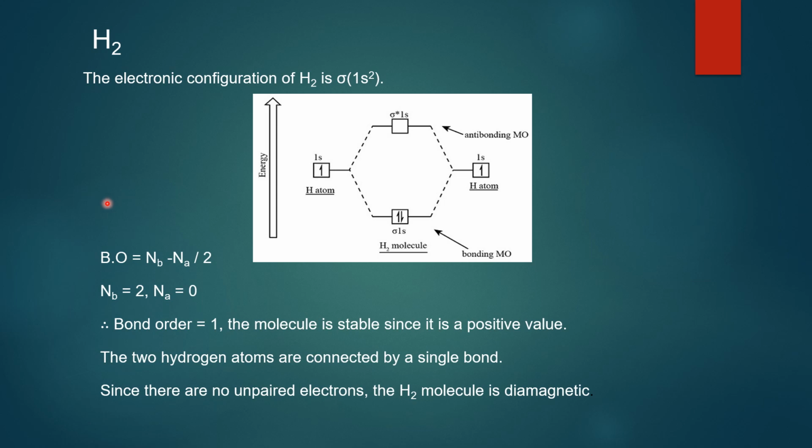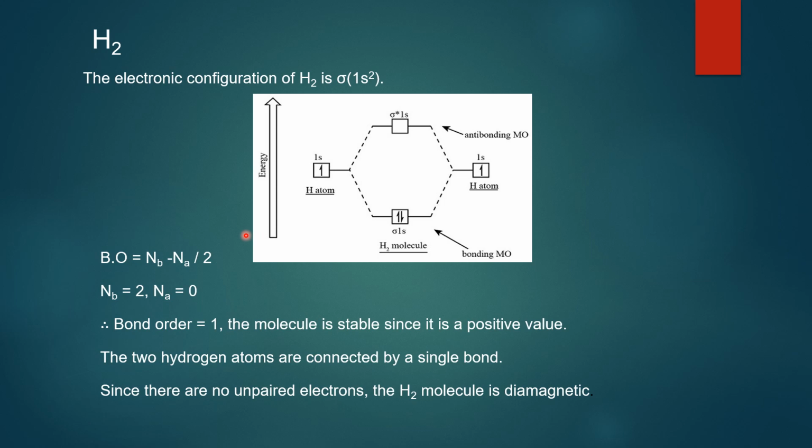The next one is calculation of the bond order. The number of electrons present in bonding molecular orbitals is 2, and the number of electrons present in anti-bonding molecular orbitals is 0. 2 minus 0, divided by 2. The answer is 1. 2 by 2 equals 1. The bond order is 1.